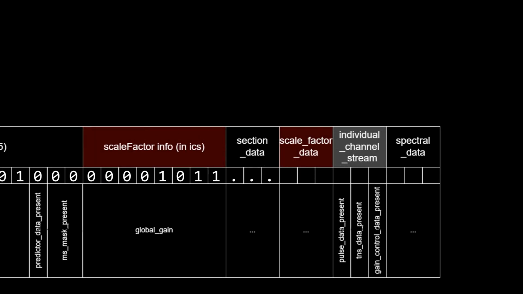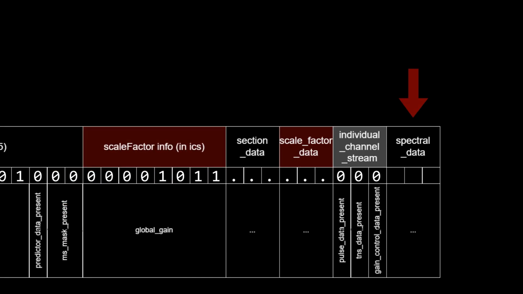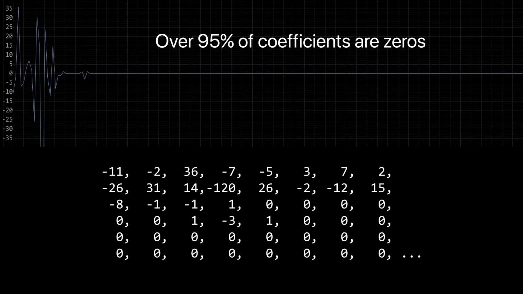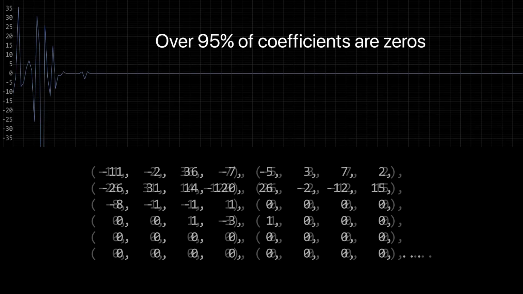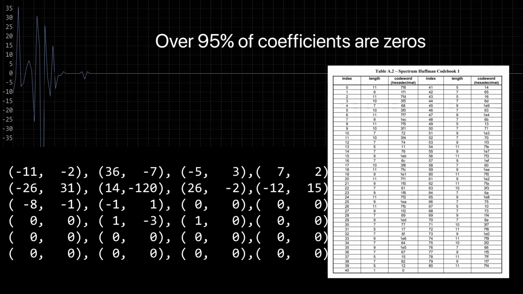After the string of code words, add 3 zeros to indicate no pulse data, TNS data, and gain control data present. Next, we'll encode our bands. The coefficients are often small, so let's combine them into groups of 4, or pairs, before encoding with codebooks.